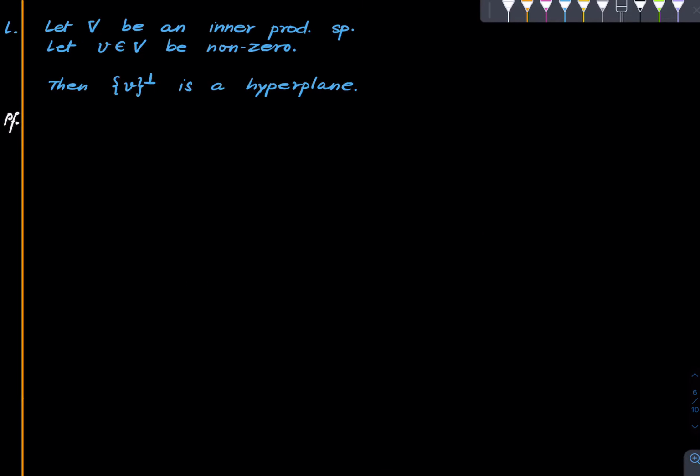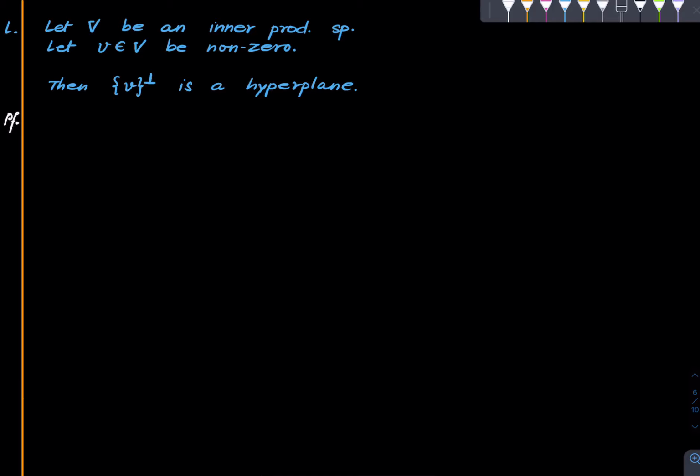So now let's also prove a very simple result, that if V is an inner product space, again, doesn't matter if it is real or complex, and we have a non-zero vector, little v in it, then the orthogonal complement of it is a hyperplane.